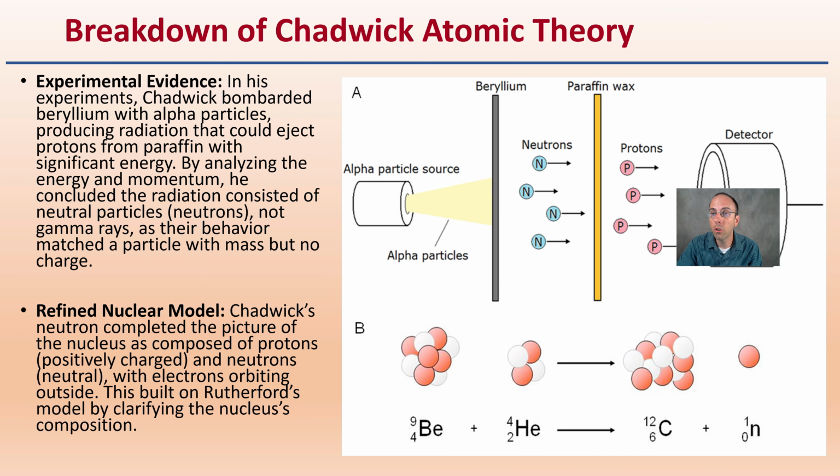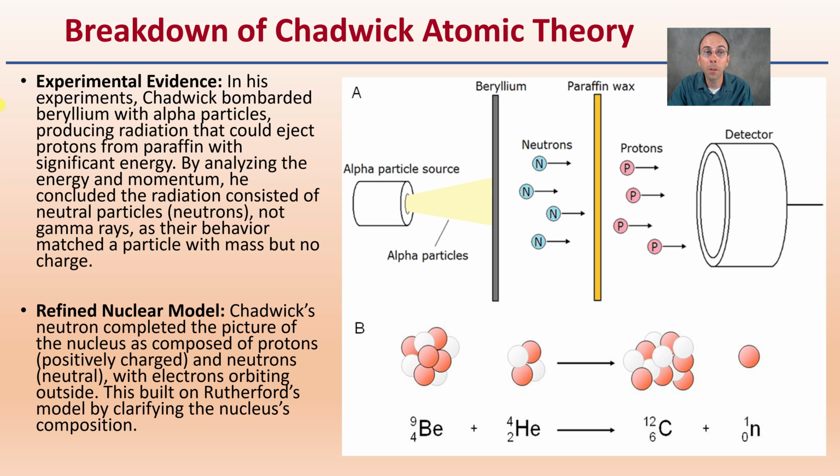So a breakdown of his general atomic theory is that through experimental evidence, he bombarded beryllium with alpha particles, producing radiation that could eject protons from paraffin with significant energy. By analyzing the energy and momentum, he concluded the radiation consisted of neutral particles, neutrons, not gamma rays, as their behavior matched particles with mass but no charge. So again, here's your beryllium, paraffin wax, alpha particle source, and then we've got our neutrons being discovered.